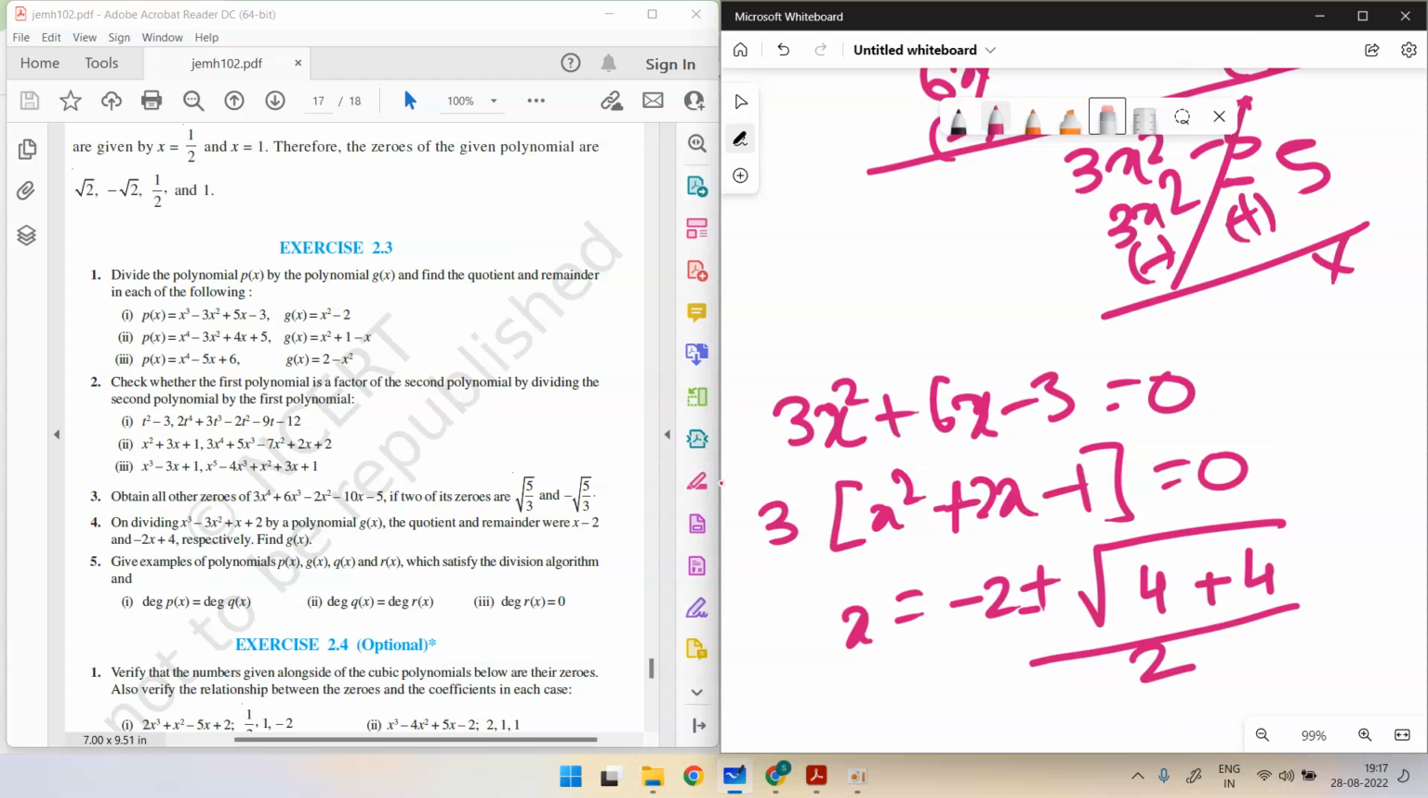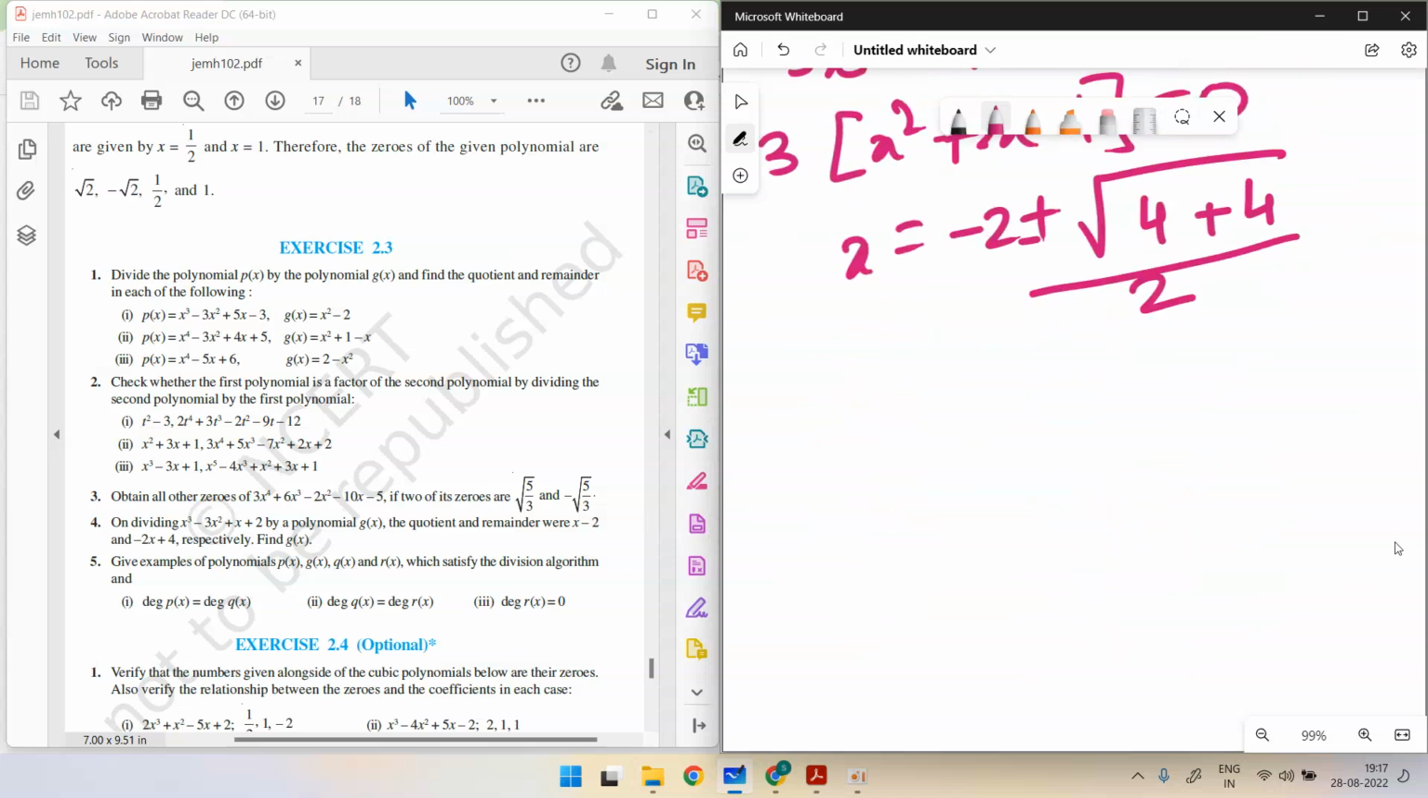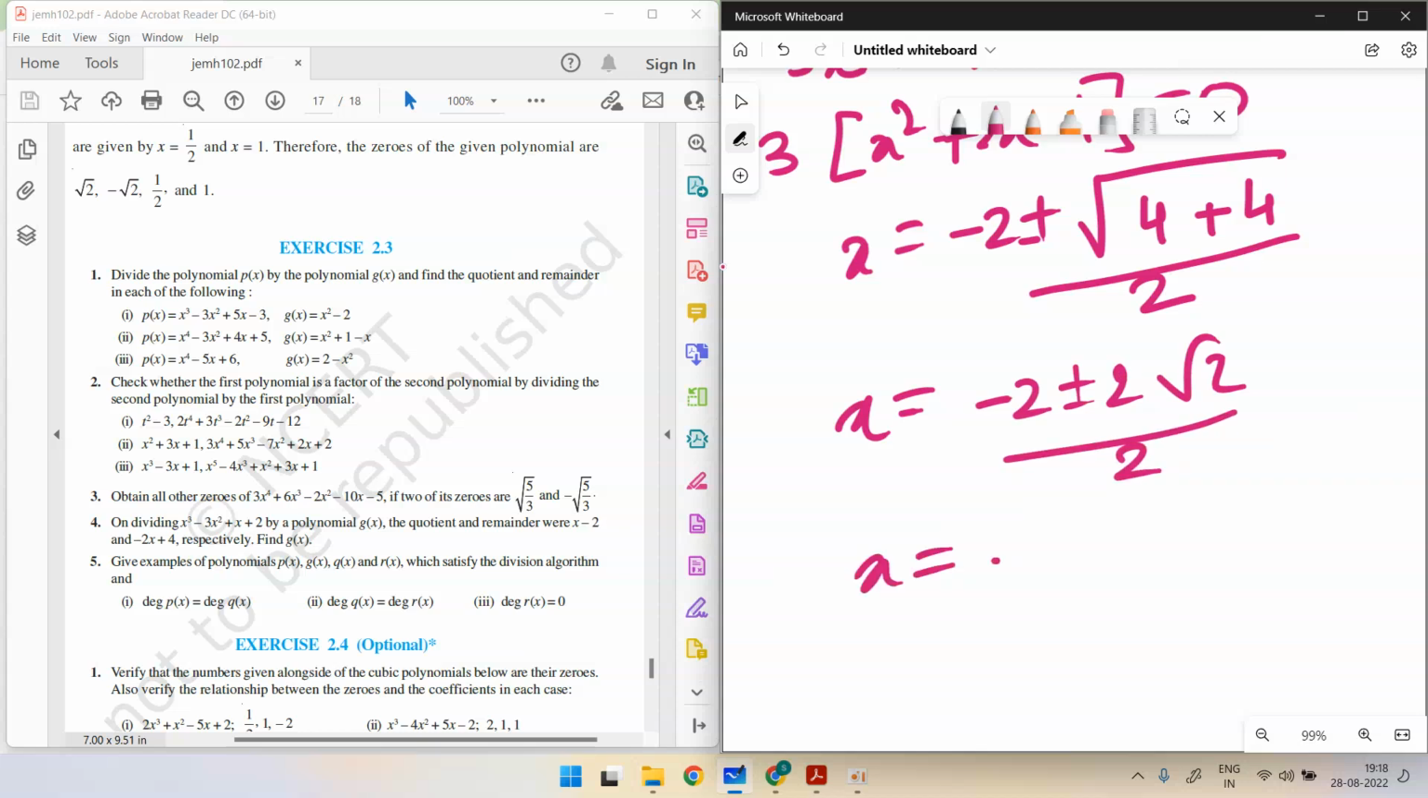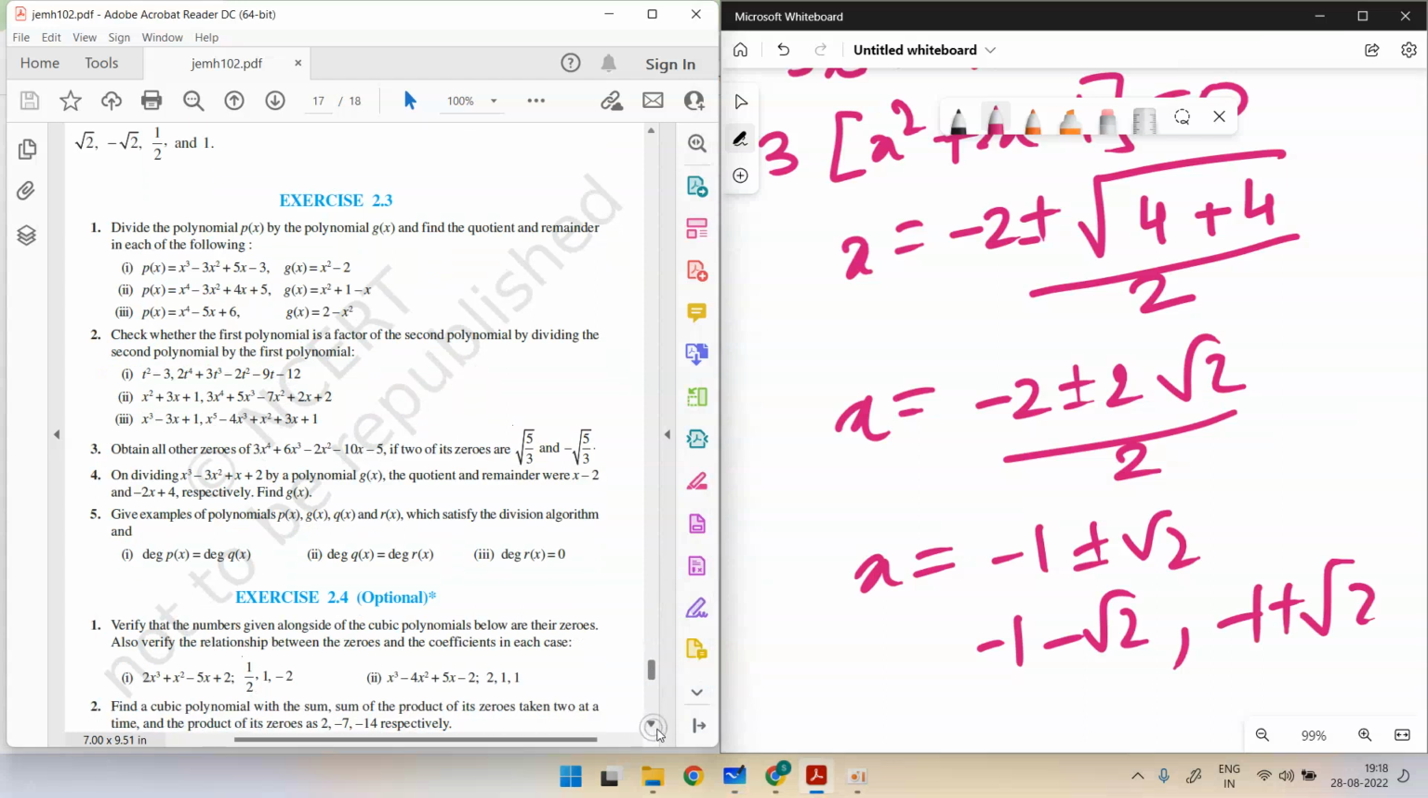From here x will be minus 2 plus minus 2 root 2 by 2, that is, x equals minus 1 plus minus root 2. So the other roots are minus 1 minus root 2, and minus 1 plus root 2. These two are the other zeroes.